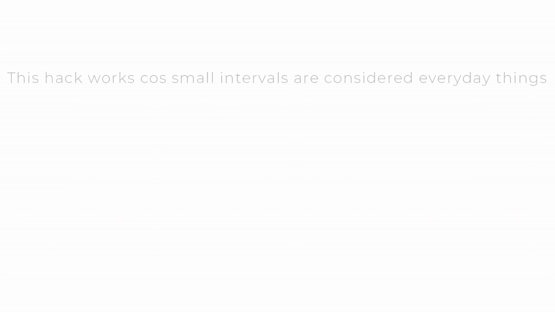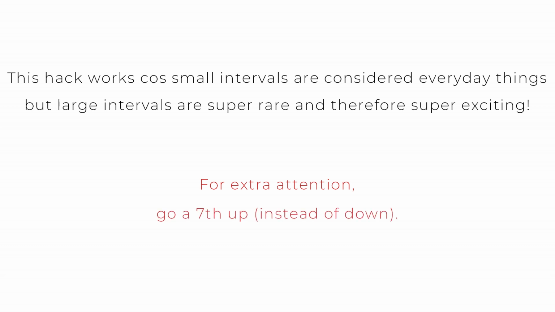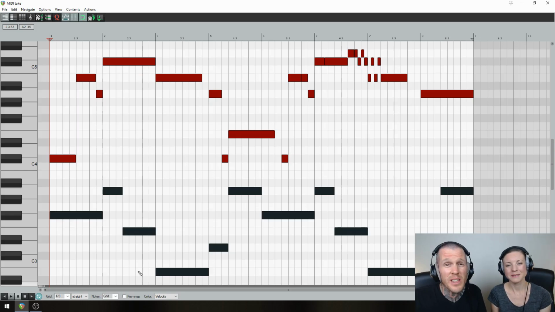This hack works because small intervals are considered everyday things. They're even heard in speech all the time. But large intervals are super rare and therefore super exciting. And lastly, for extra attention, go a 7th up instead of down. So you can see we actually start our lead melody with a 7-up, so we're wasting no time at all in grabbing our listeners' attention. No time like the present, right?